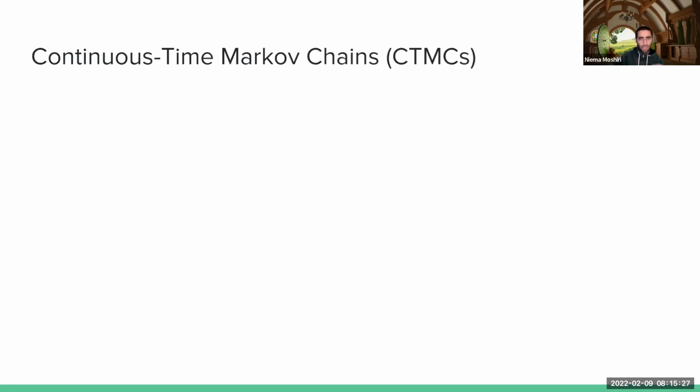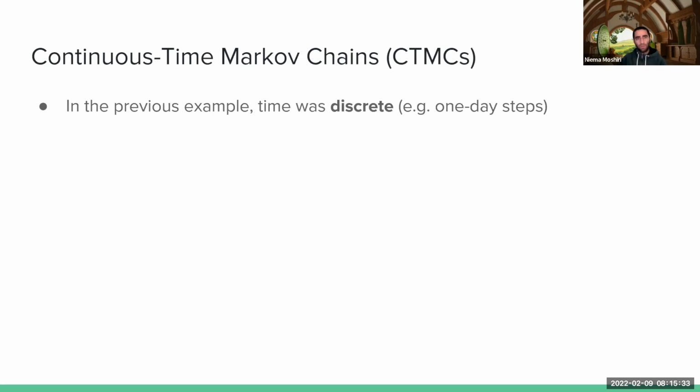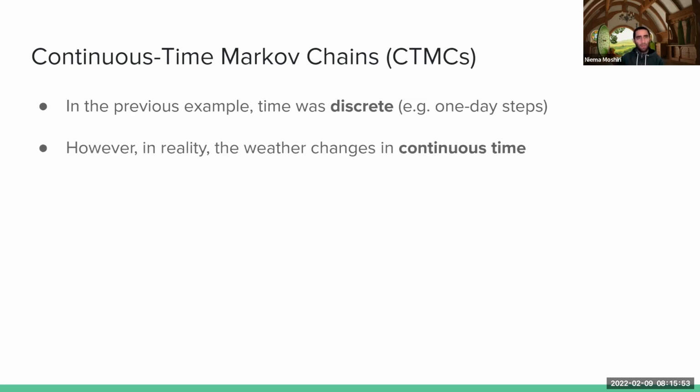So we can expand on Markov chains by introducing what's called a continuous time Markov chain. In the previous example, time was discrete. Time had individual distinct steps. We had day steps in the previous example, but maybe your steps are whatever metric of time step you want to use. We were using discrete time steps, but in reality, weather and many things that we want to model are continuous time.